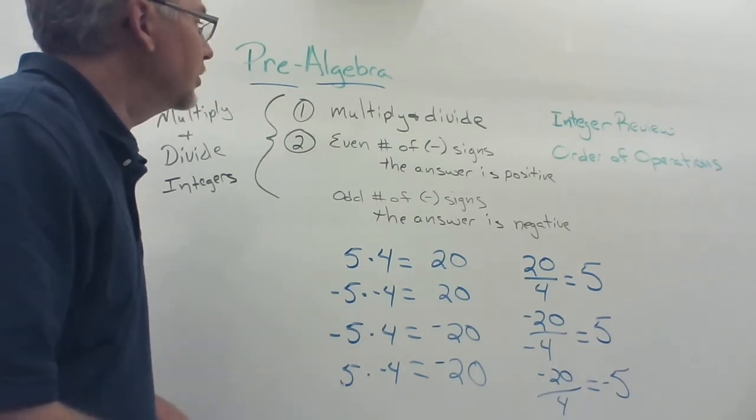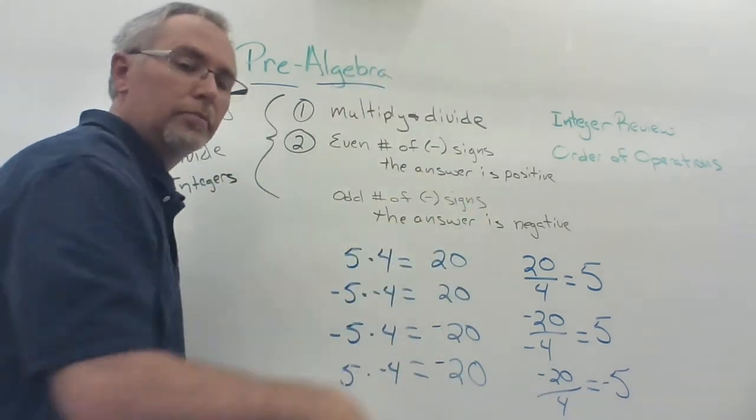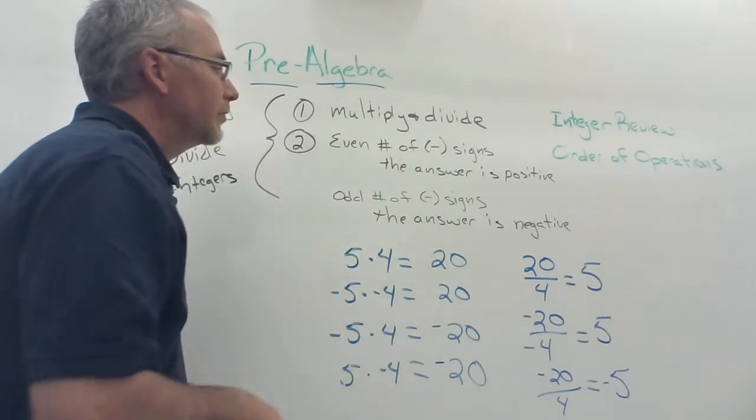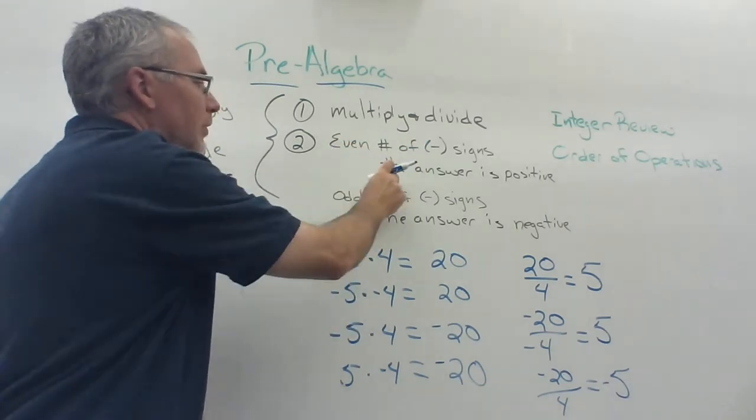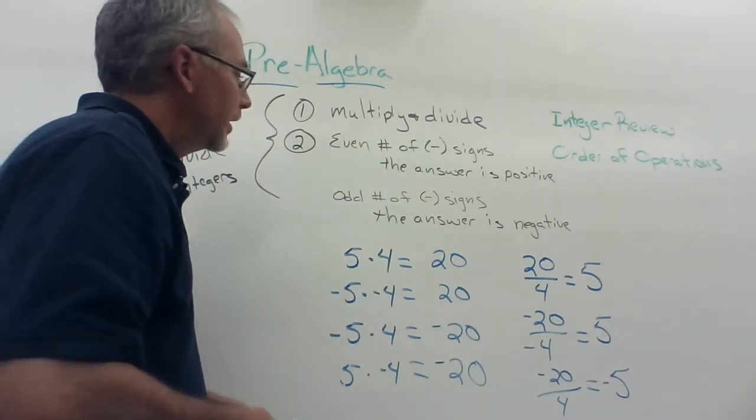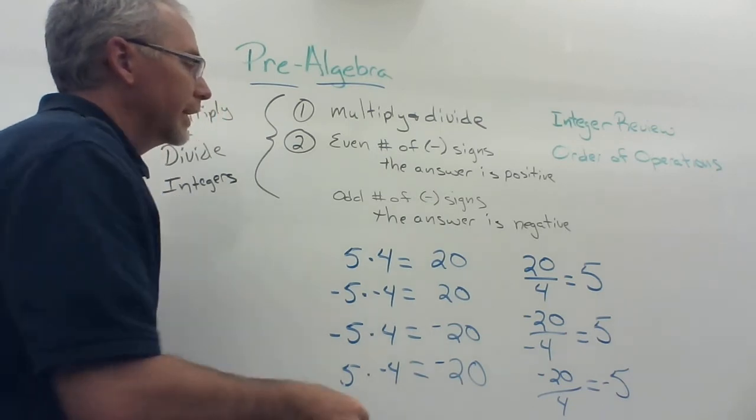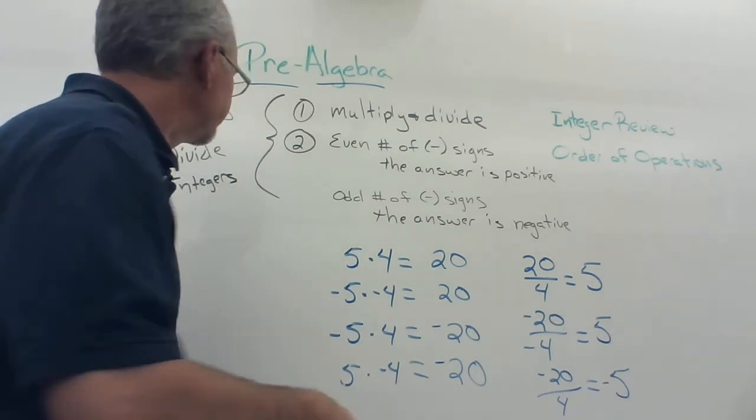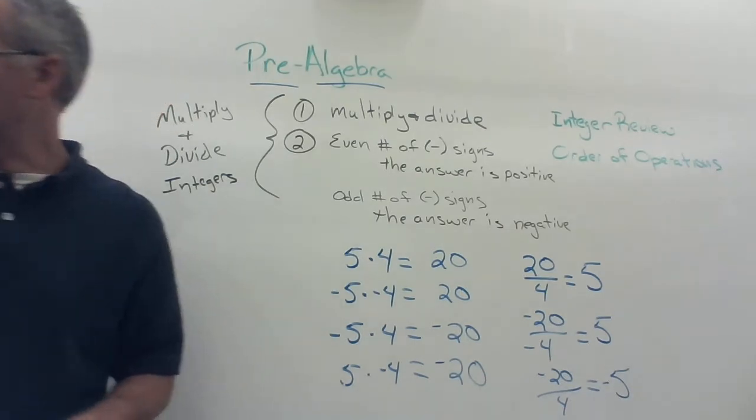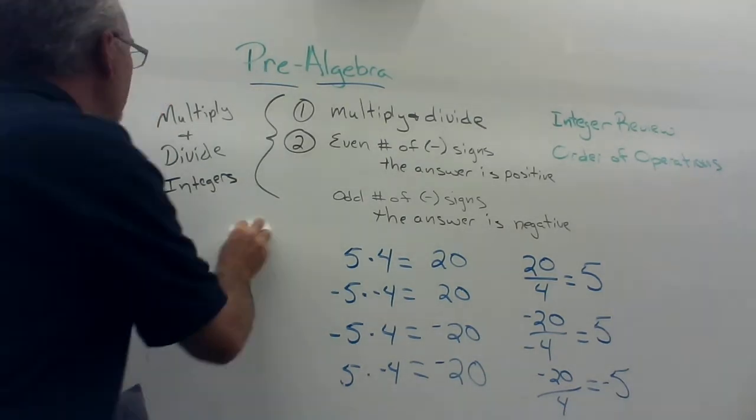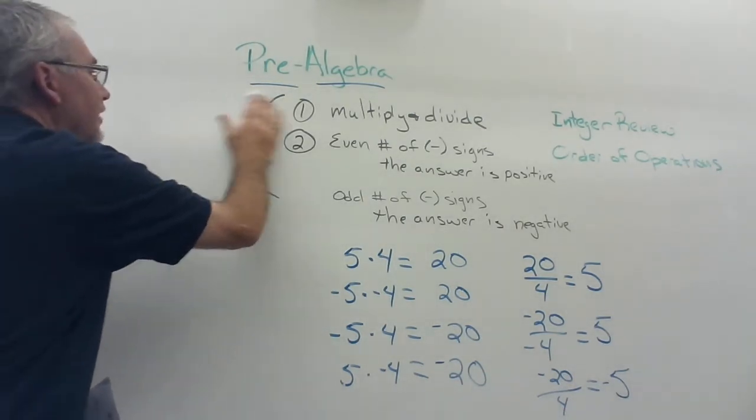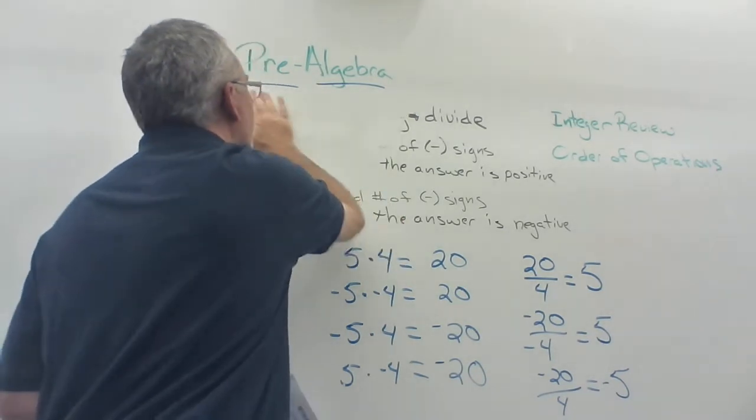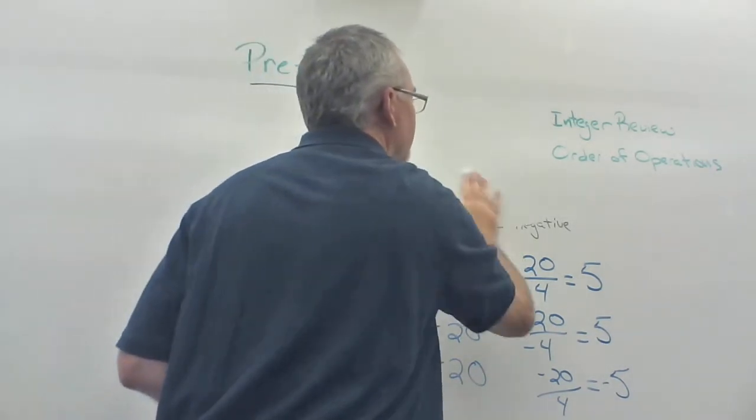So all we do is we multiply or divide just like normal, add up the number of negative signs. If there's an even number, our answer is positive. If there's an odd number, then our answer is negative. Okay? Again, this hopefully should be a little bit of review for you. Next thing we're going to move into is addition of integers.